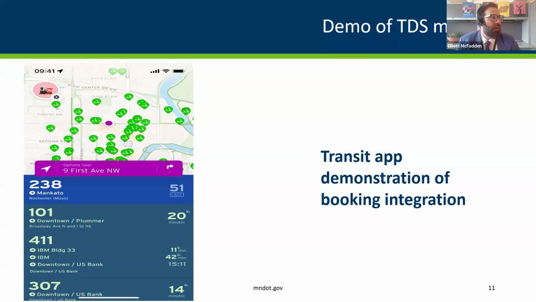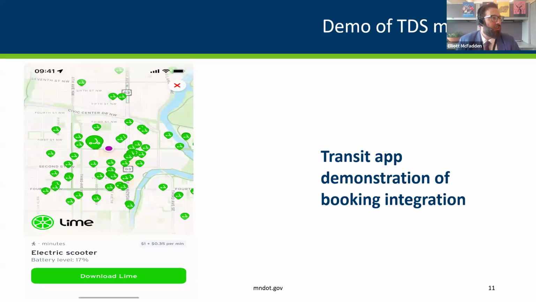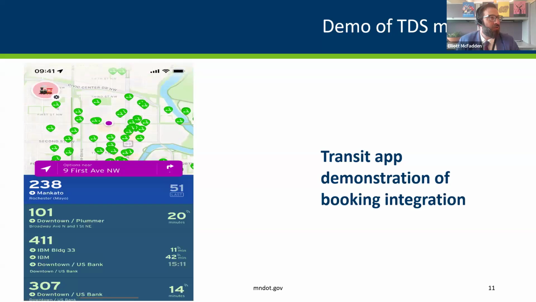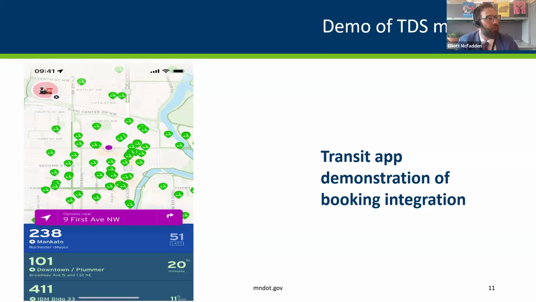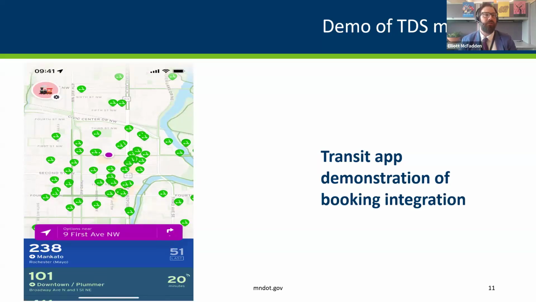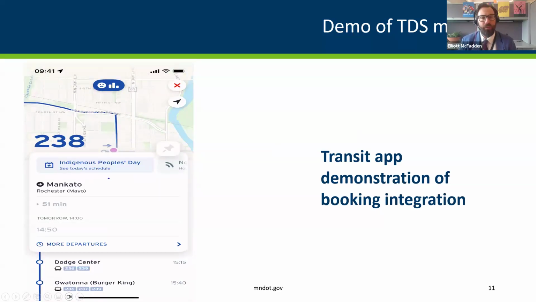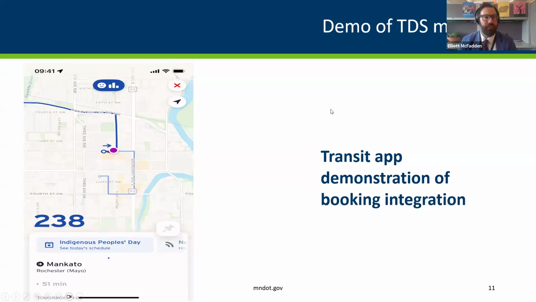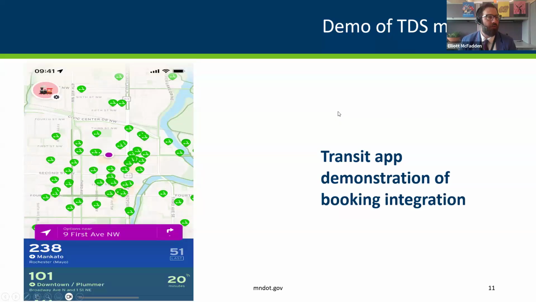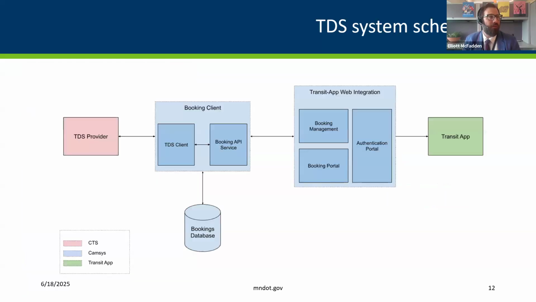We're also seeing here within Rochester, we also have Lime bikes and scooters. So you are able to do kind of multimodal trip planning within that as well. And for the transit app, we do also, in addition, have that booking functionality on our web-based trip planner. So you can plan those demand response trips with those 3 agencies there as well.